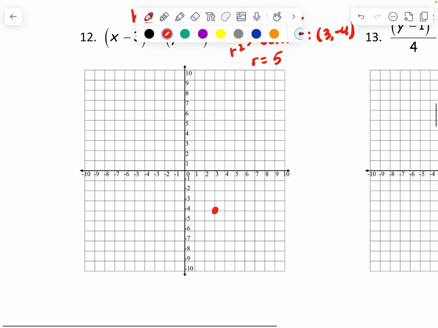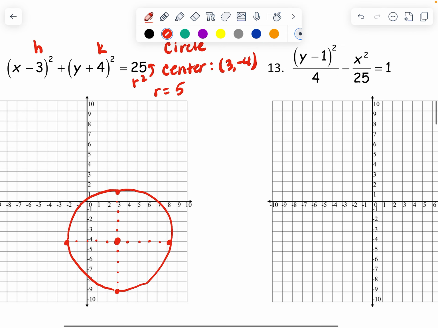So I'm going to go out 5, 1, 2, 3, 4, 5, up 5, 1, 2, 3, 4, 5, left 5, 1, 2, 3, 4, 5, and then down 5, 1, 2, 3, 4, 5. And then to the best of your ability, just draw that circle in. All right? There's not much that I really care about with the circle, just the center and the radius.